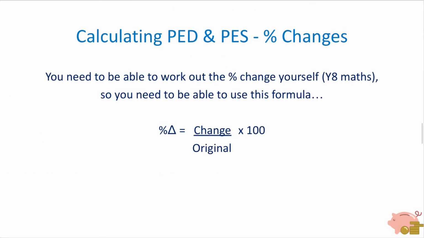Just be aware that you might, or probably will, have to calculate percentage changes yourself. A formula that we're going to be using here, which you will have been taught in Key Stage 3 Maths, is that the percentage change equals the change over the original multiplied by 100. So for example, if we originally had 10 items and then we took away 2, so we changed that by 2, we've got 2 over 10 multiplied by 100, and that's going to give us 20%. So the percentage change was a 20% change.